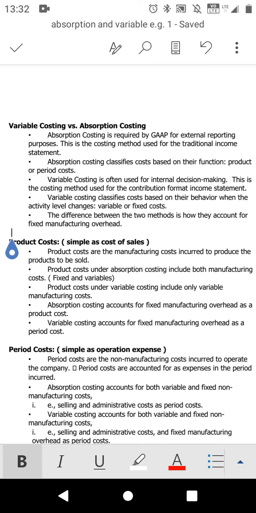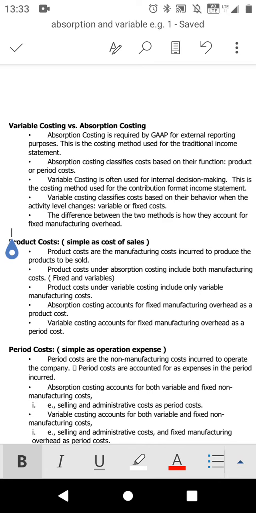However, the preparation of the variable costing method helps management in decision making, according to how they should improve the cost of sales, the cost that they are spending for the product that they are selling. So variable costing is often used for internal decision making. Okay, I'm not gonna read everything, but I'm gonna check what is important.